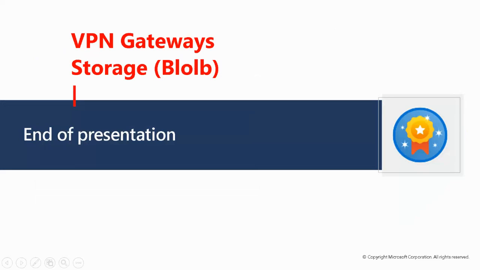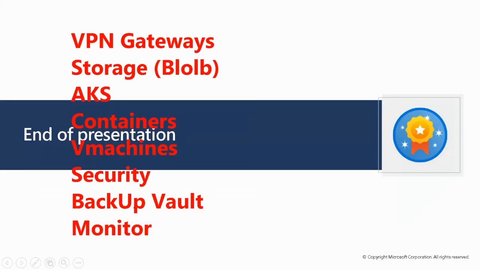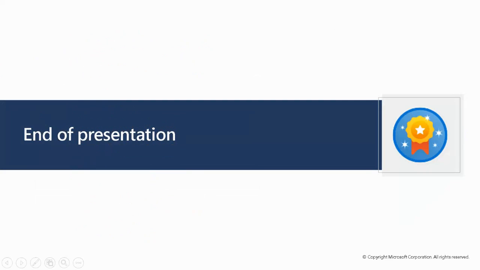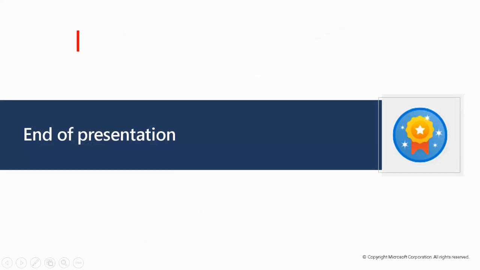Today, we talked about Kubernetes, the AKS. We talked about the containers. We talked about the virtual machines. We talked about the security. And we talked about backup and vaults. Oh, also about Monitor. So we've been talking about a lot of the resources that we have in Azure. Also, today we talked about the app services.